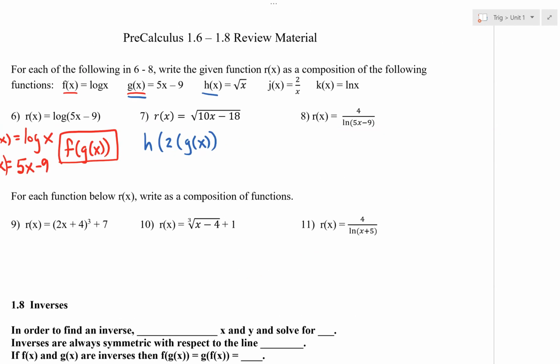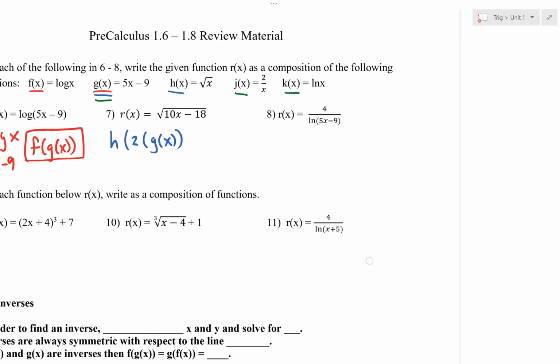Let's look at this number 8. In this one, it's saying 4 over the natural log of 5x minus 9. So I'm looking up here at the top. I'm not exactly seeing everything here, so I've got to figure out what I'm going to do for this one. We have to kind of parse this out. Keeping in mind there's a fractional one, so it's saying I got to use j of x. I see a natural log, so that means k of x, and I see a 5x, so I need g of x. And now I just need to figure out how I'm going to put those all together.